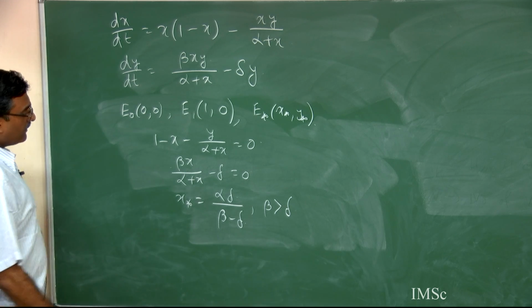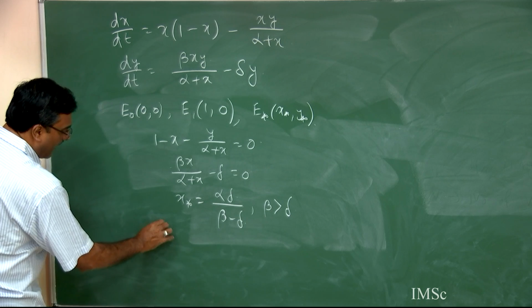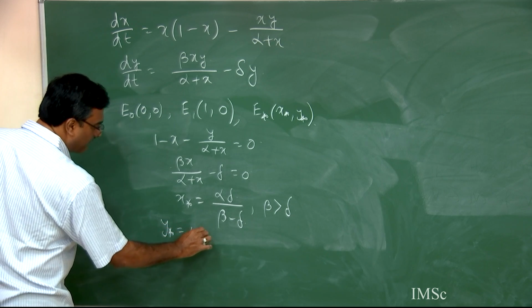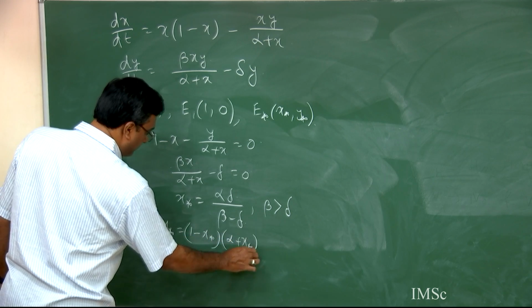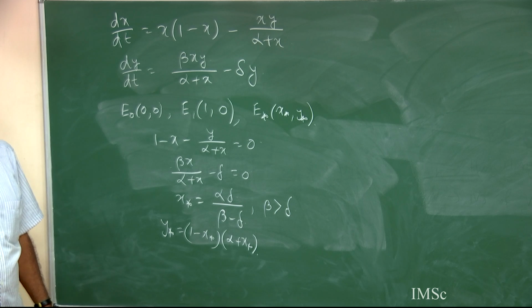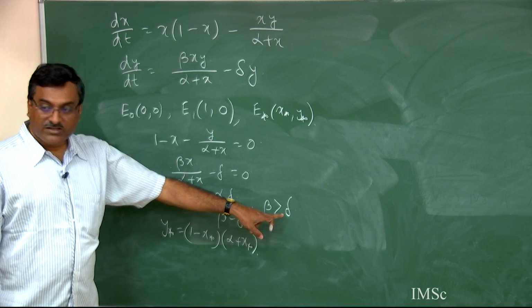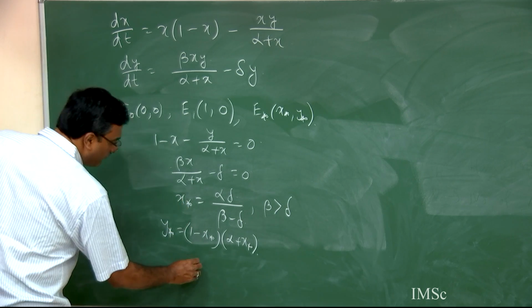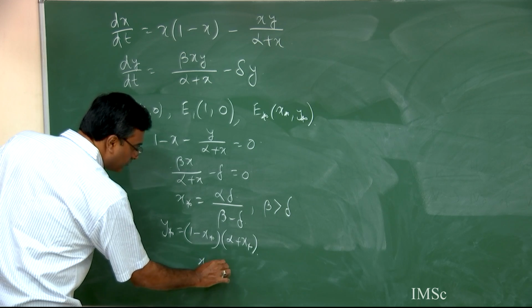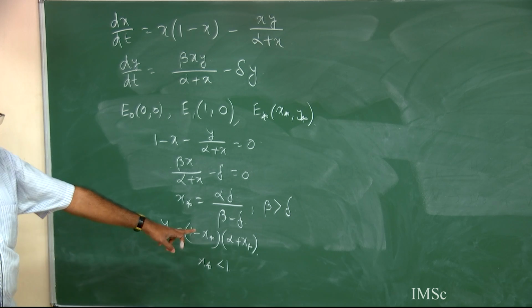right. Similarly, if you substitute this x star here, then you will have y star, given by 1 minus x star into alpha plus x star, correct. Now this parametric restriction ensures positivity of x star. For the positivity of y star, we need that x star should be less than 1, right, because alpha is positive.